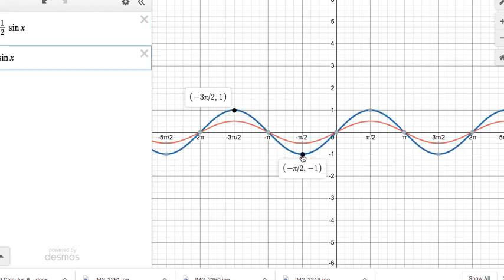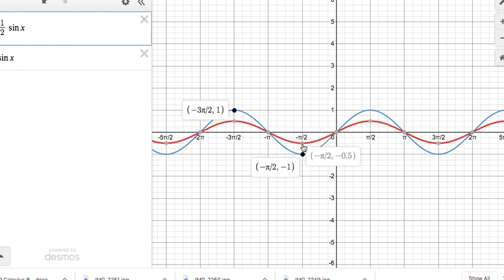Down here, same story. Its minimum was at negative 1. Now our red graph has that minimum at negative 1/2. And so multiplying by a fraction is now a vertical shrink instead.